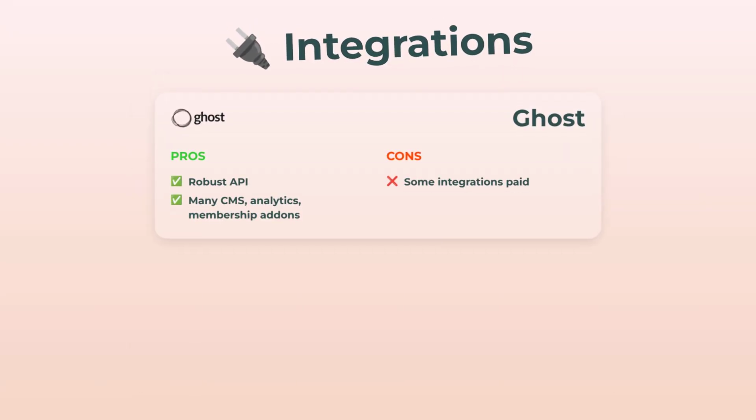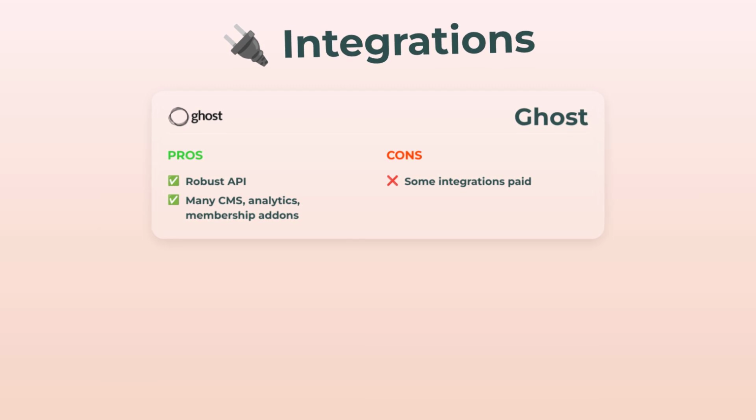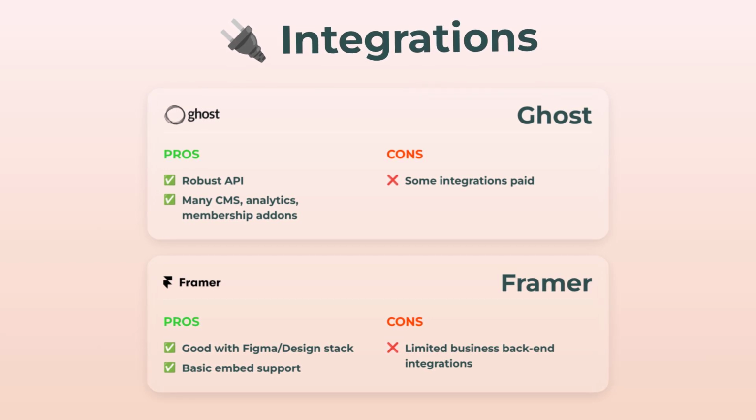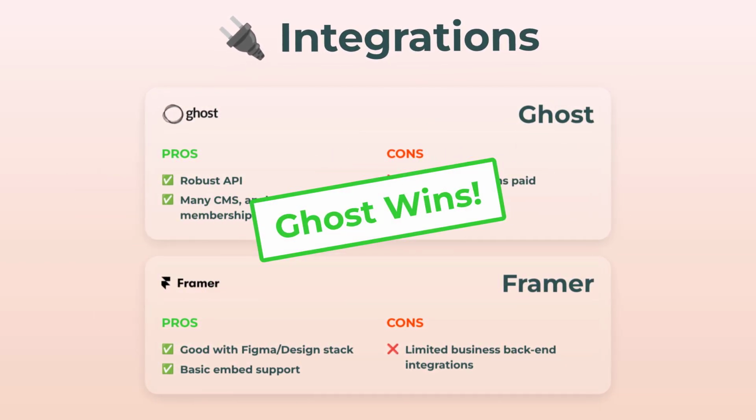Integrations are next. Ghost seriously brings it, tons of CMS and analytics plugins, solid APIs, and plenty of membership or email options. Some integrations cost extra, but the sheer range is impressive. Framer? It plays super well with Figma and design tools, and you can embed stuff, but yeah, the business side integrations are kind of limited. So if you want tons of plugins and connectivity, Ghost is hands down the winner in this round.